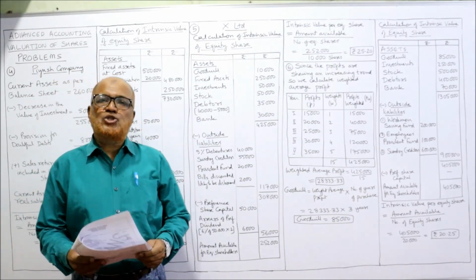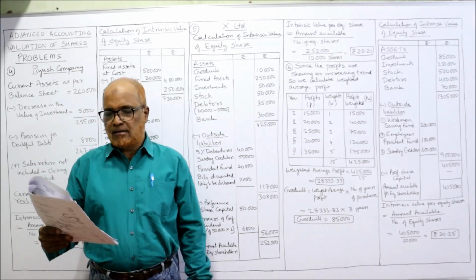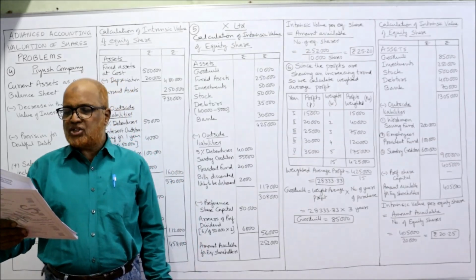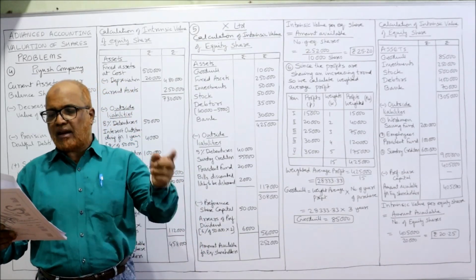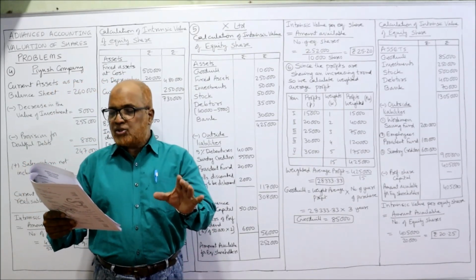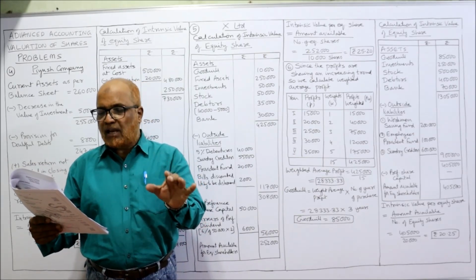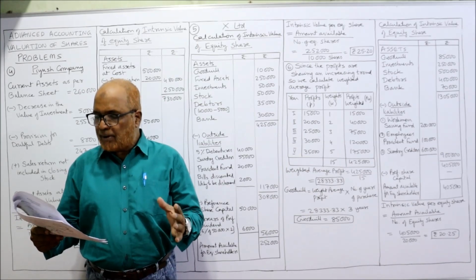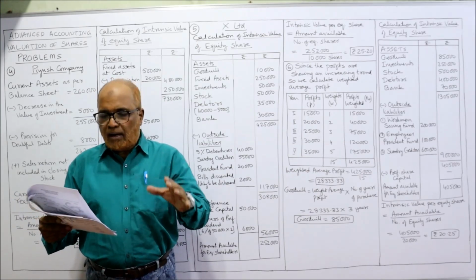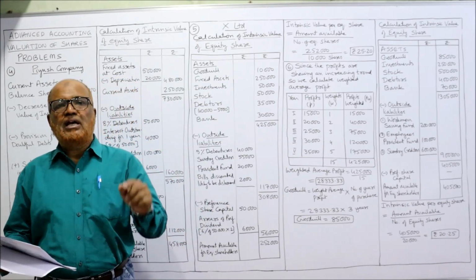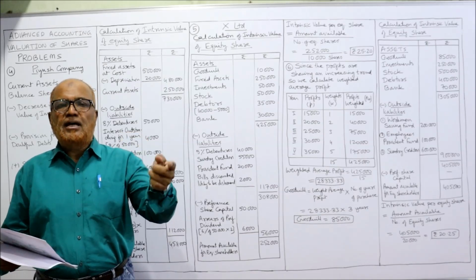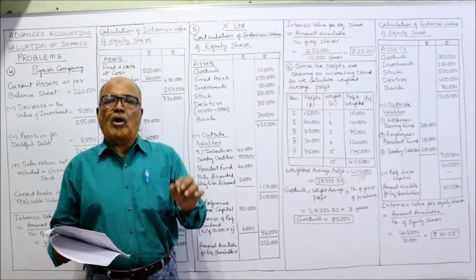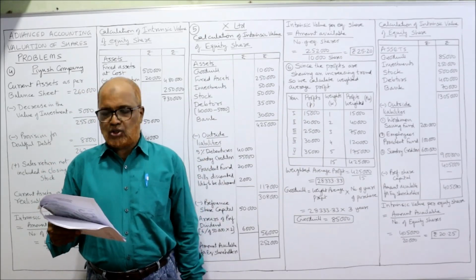Now I will start the next problem, that is problem number 6. It is provided in the articles of association that at the death of a shareholder, his shares will be purchased by the remaining shareholders at a price to be settled on the basis of the last balance sheet. So one private company is there, where it is given in articles of association that if a partner dies, then the shares of that partner will be purchased by the other partners on the basis of the last balance sheet.